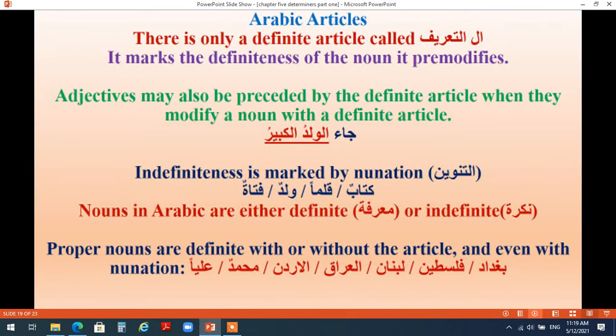Nouns in Arabic are either definite or indefinite. So nouns in Arabic are either definite or indefinite.